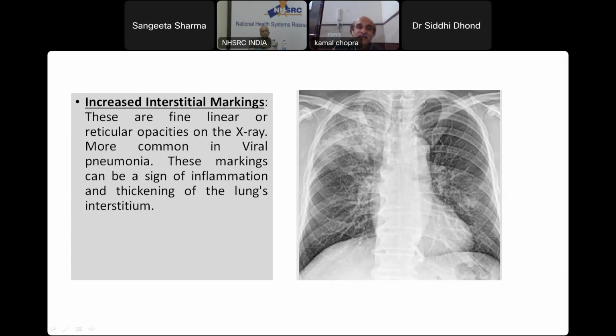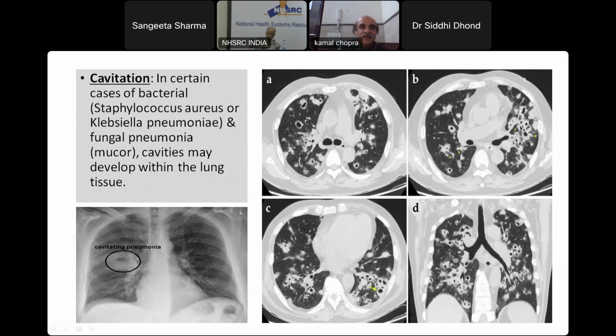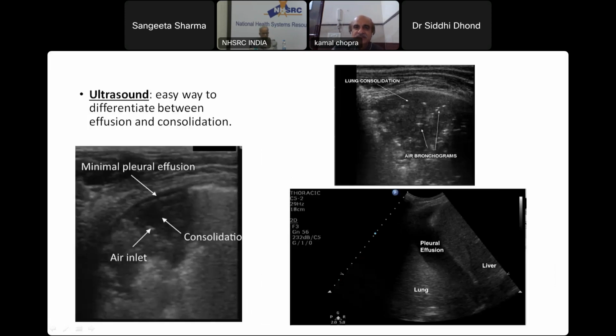Increased interstitial markings are very common in viral diseases. They are fine linear or reticular opacities, more common in pneumonia, and can be a sign of inflammation or thickening of the lung interstitium. Whenever there is an increase in interstitial marking, there is thickening of the interstitium, which disturbs gaseous exchange in the lung. Cavitation is important in many lung diseases. Like in tuberculosis, there are multiple cavitations, especially in the upper zones. Otherwise, in bacterial infection, frequent thin-walled cavitation is shown by staphylococcal or Klebsiella pneumonia. In mucor or fungal infection, we can also see cavities.